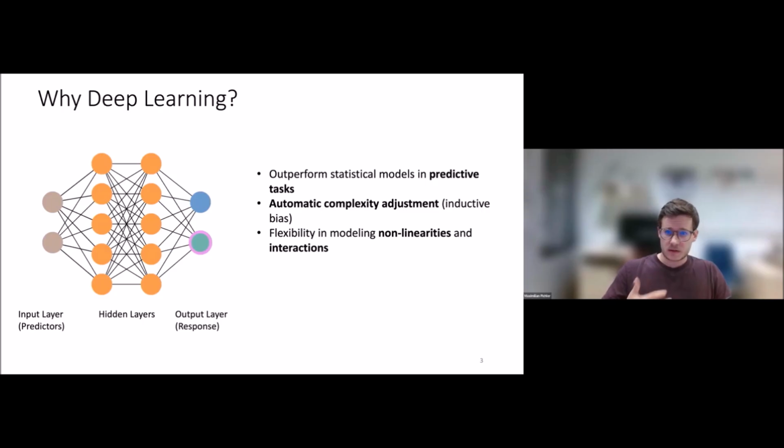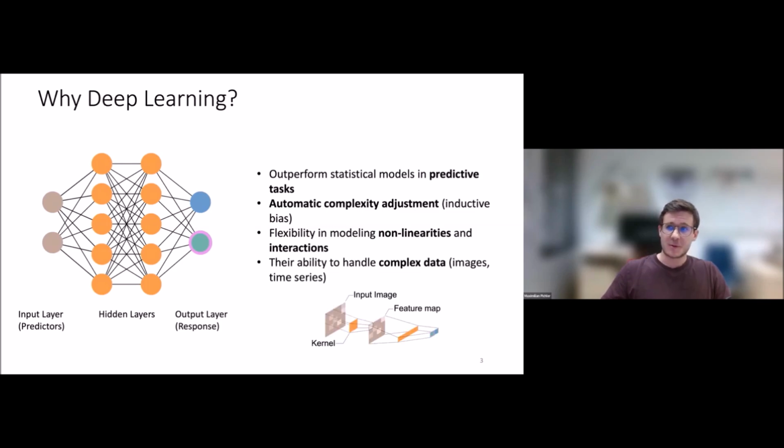And they are also very good in modeling nonlinearities like GAMs, but additionally, and this is maybe what they can do better than GAMs, they can also model very complex interaction structures between the predictors. And maybe the biggest reason why deep learning is getting so popular is that they have the ability to handle complex data. So we can use them to handle images, but also time series, without having to use summary statistics to reduce these complex data into a data format that we can use with the classical algorithms.